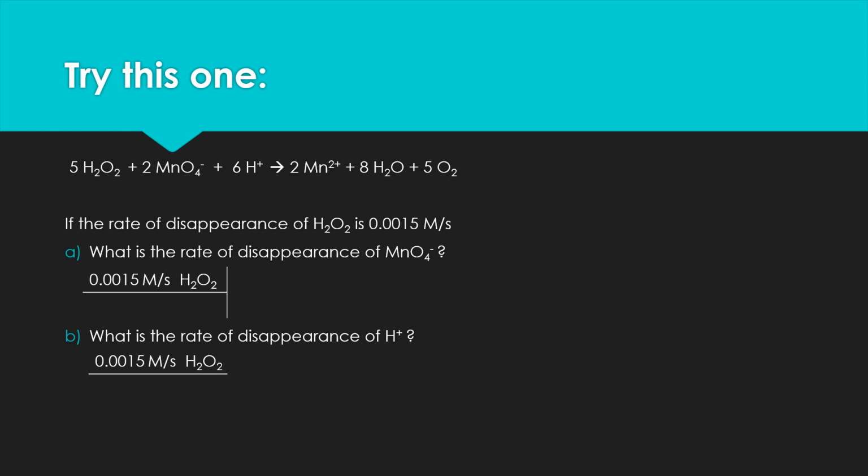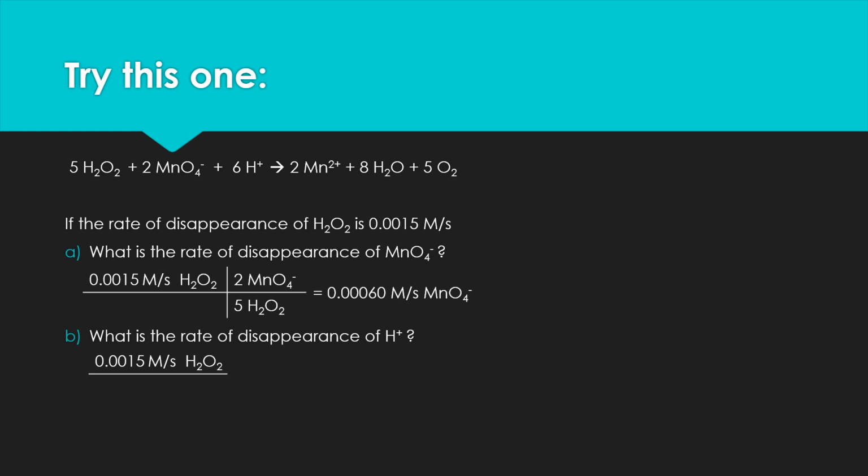All right. Hopefully you've paused and you've worked out the first one. So rate of disappearance of MnO4-, so the permanganate ion. So we're changing from H2O2 peroxide to permanganate. So it's a 5:2 ratio. So check your ratio. Did you get that right? All right, and then we multiply by 2, divide by 5, and we should get 0.00060 with sig figs permanganate ion. So if H2O2 reacts at 0.0015, permanganate is going to react at 0.00060.